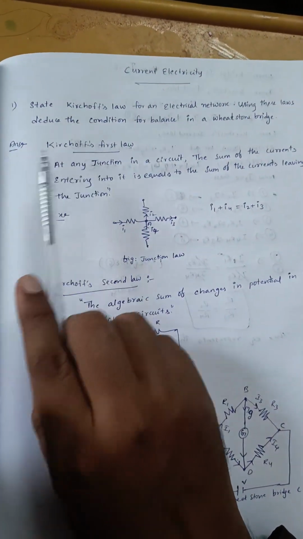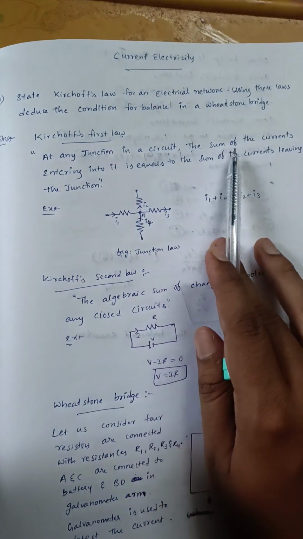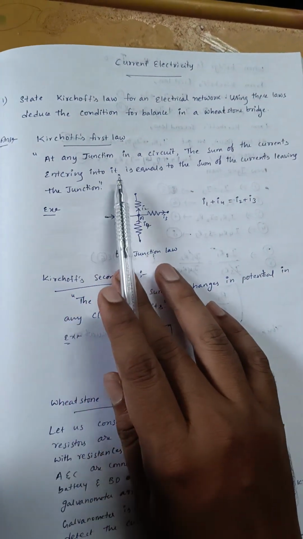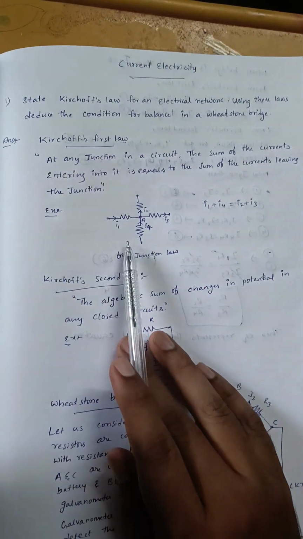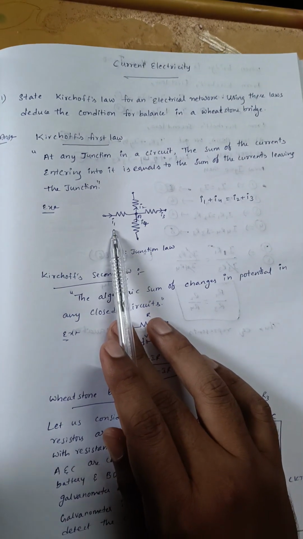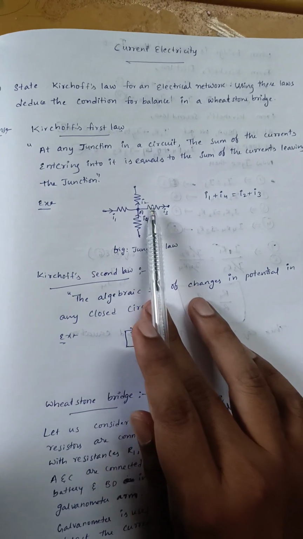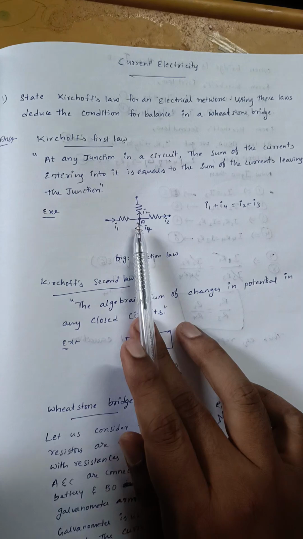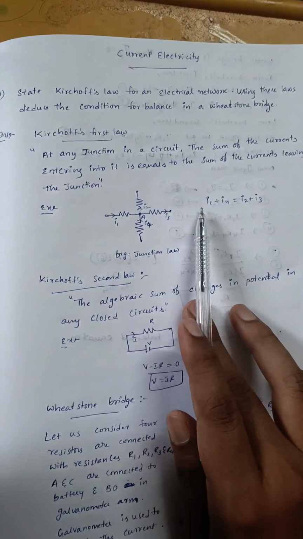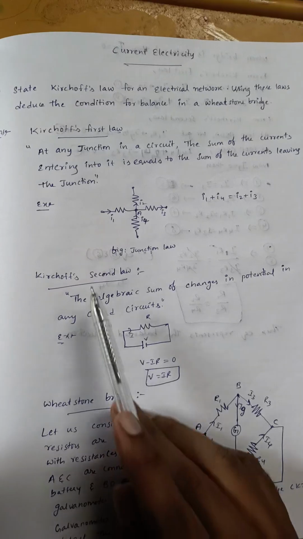Kirchhoff's first law: at any junction in a circuit, the sum of the currents entering it is equal to the sum of the currents leaving the junction. Here I1 is entering junction A, I2 is leaving, I3 is also leaving, and I4 is entering. So I1 plus I4 is equal to I2 plus I3.